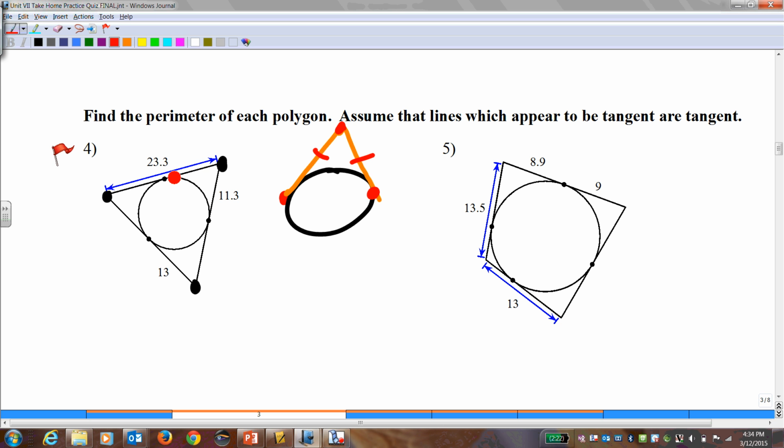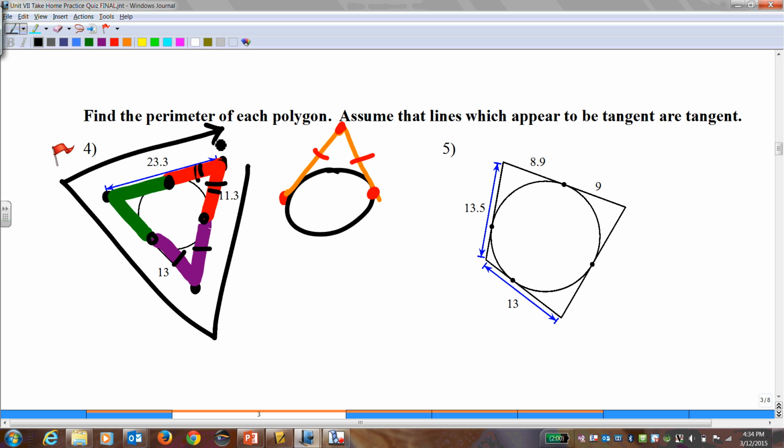So we know that from vertex to tangency, those reds are equal. Vertex to tangency, we know the purples are equal. Vertex to point of tangency, we know that the greens are equal. So if those are equal, then you can start walking around what's equal to what, and your goal is to find all these segments and then simply add them up and get the perimeter. Again, the easiest way to do this is to color code the tangents.